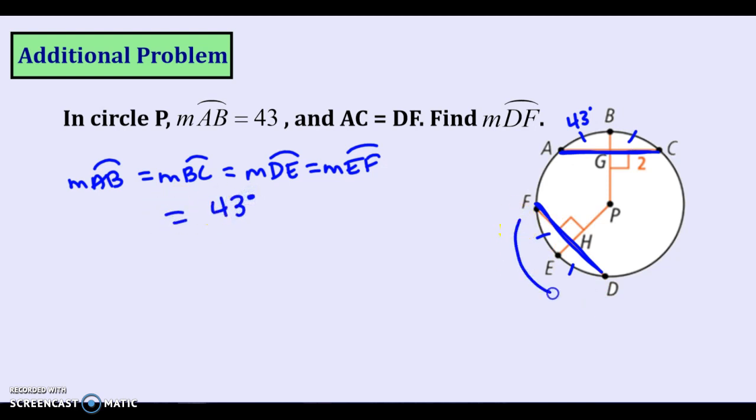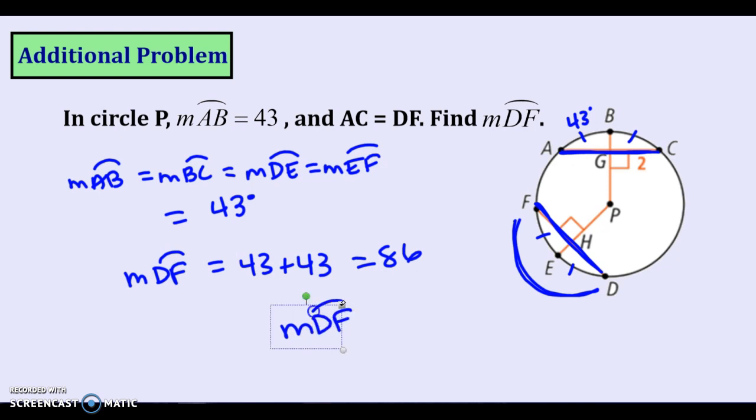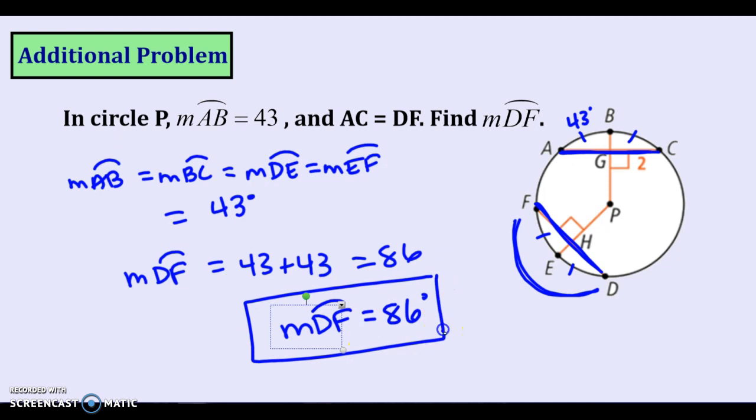So if I want to find the measure of DF, this whole arc, the measure of arc DF is just going to equal 43 plus 43, which is equal to 86. So the measure of DF is equal to 86. So we were able to say that because those chords were congruent, so therefore each of those pieces were going to be congruent.